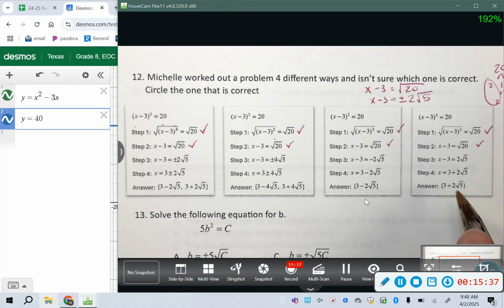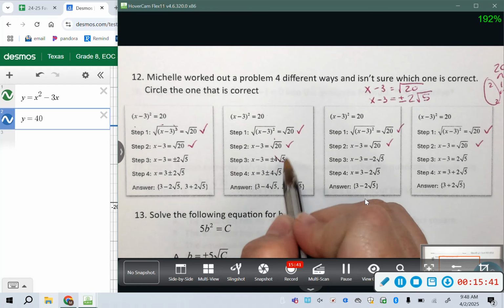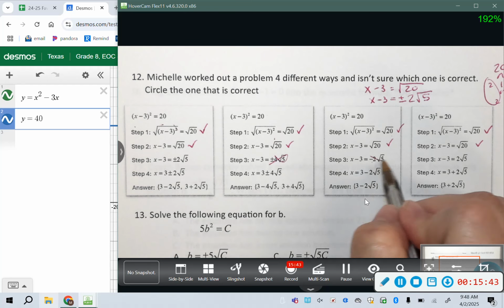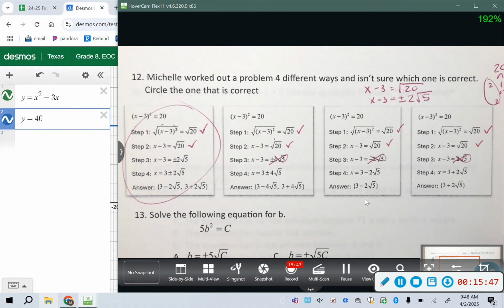Well, which one has a positive and a negative? 2 square root of 5 is this one. This has 4 square root of 5, which is wrong. This only has negative, which is wrong, and this only has positive, which is wrong. So this one has to be my right answer.